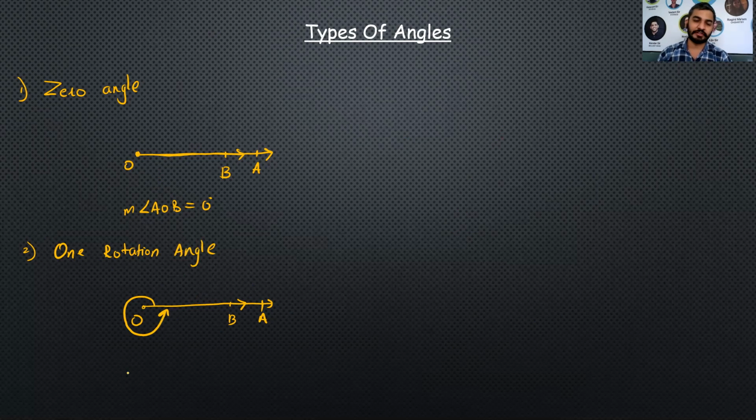So what is one rotation angle? When an initial arm and terminal arm make one complete rotation, that is 360 degrees, such angles are called one rotation angles.